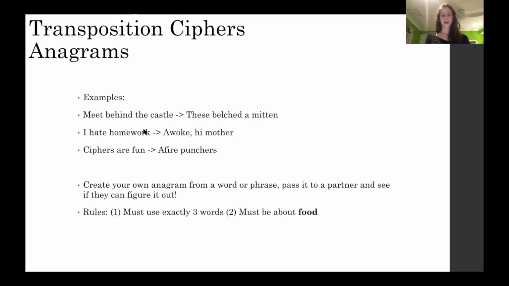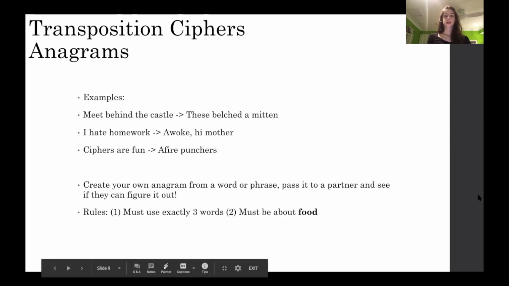So for some other fun examples, you can rearrange "I hate homework" to "awoke, hi mother," or "ciphers are fun" to "a fire punchers." Do you think you can make your own anagram cipher? Try making one with 3 words that's about food as a fun exercise. Feel free to pause the video and do that, and then come back as we move on to the next subject.